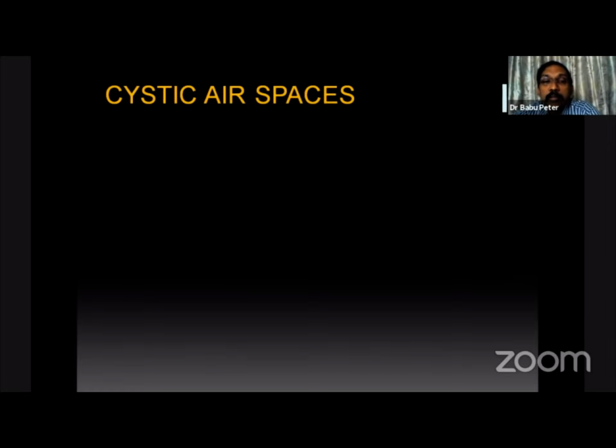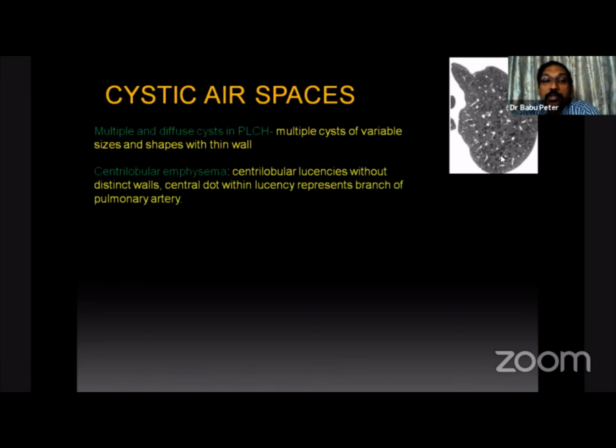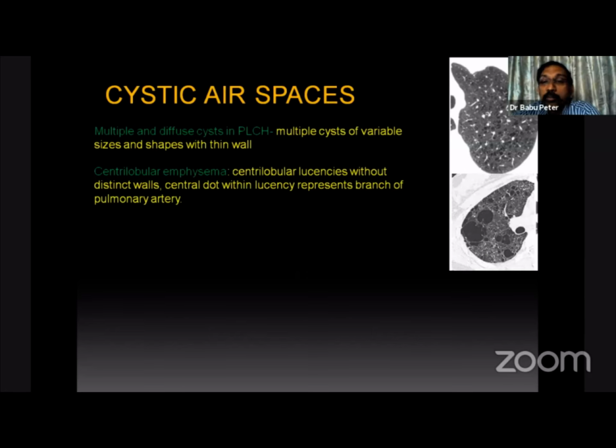Moving on to the final pattern, which is cystic air spaces. There are various causes. It can be due to Langerhans cell histiocytosis, where multiple and diffuse cysts will be there. They are of variable sizes and shapes with thin walls. Here are multiple tiny cystic spaces, seen predominantly in the upper lobes. It can also be centrilobular emphysema, which shows centrilobular lucencies without distinct walls. There may be a central dot within the lucency, which represents the branch of the pulmonary artery. So this is an example of centrilobular emphysema with the central dot appearance.